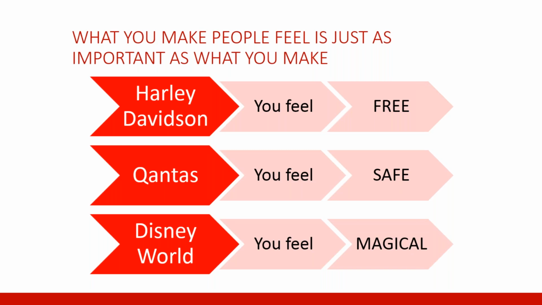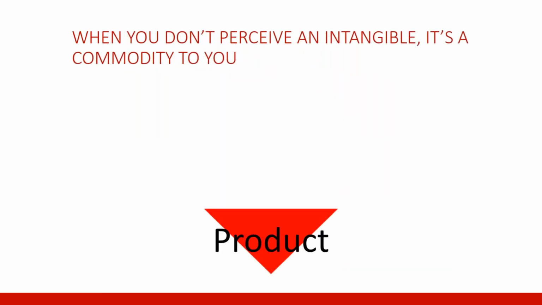So when you don't perceive an intangible, that's when it becomes a commodity to you. Now, a commodity is a product or a service, a cause or an organization with no perceived intangible attributes. It's basically either what you do or what you sell. Brands compete on their intangible attributes. Commodities compete on price or convenience.